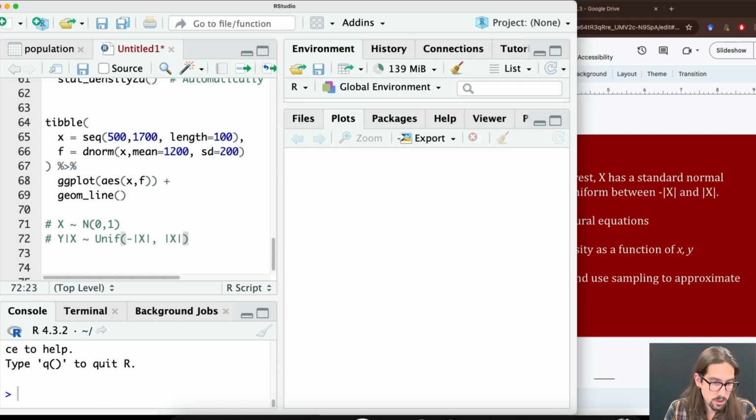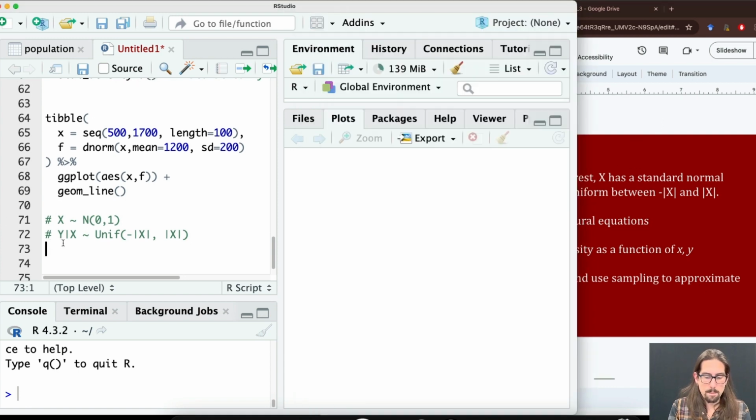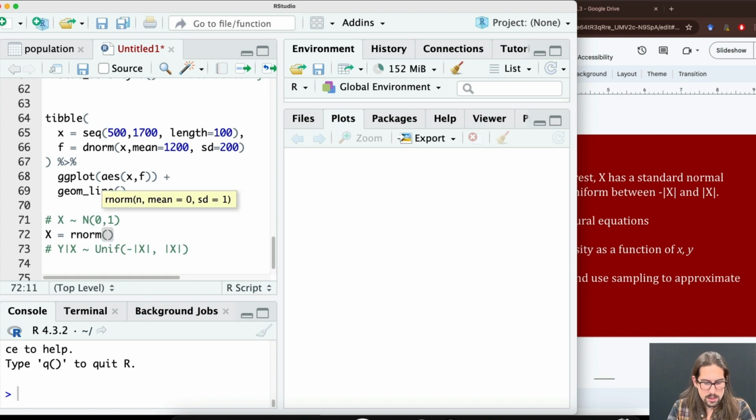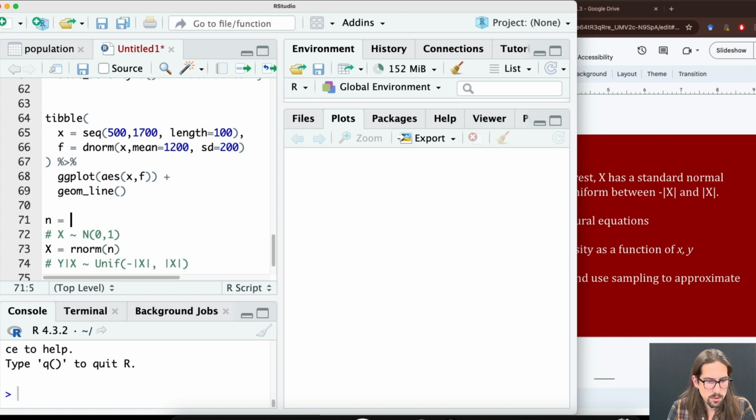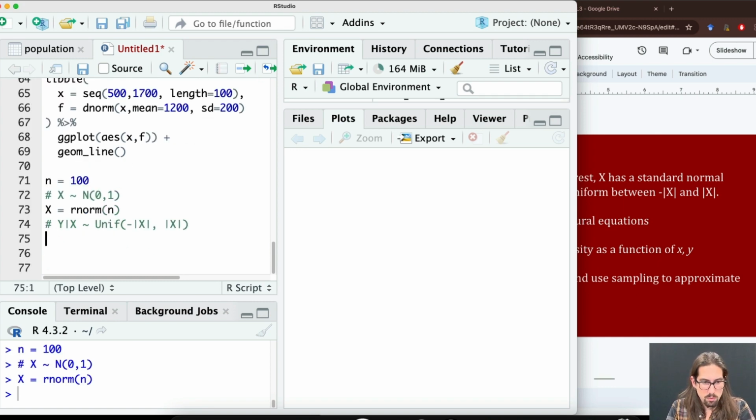Okay, so how do we get that to happen? If we want to draw, let's just sample x. We know we can do this one by one. So we can just say x is our norm, and then however many people we want. So let's just try to draw 100 people. Okay, done. So now how do we get y?